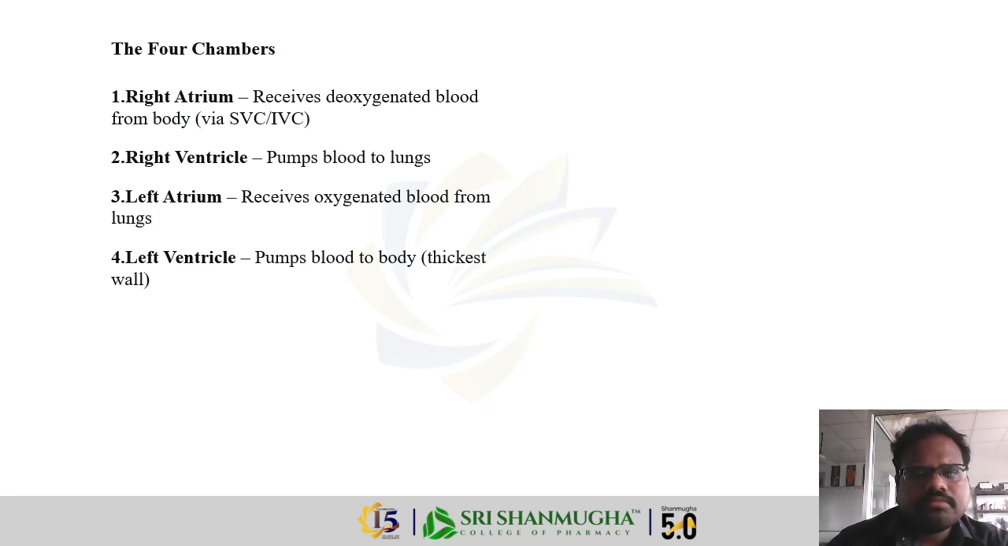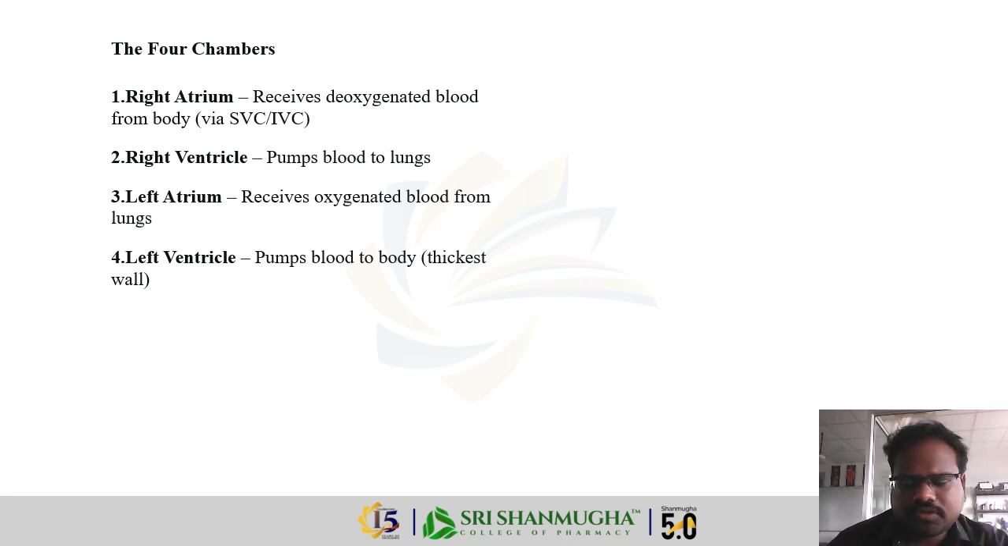What the right atrium does is receive the deoxygenated blood from the body via the superior vena cava and inferior vena cava. Then it goes into the right ventricle, where the right ventricle pumps the deoxygenated blood into the lungs. Then the left atrium receives the oxygenated blood from the lungs. Okay. Then the left ventricle part, it pumps the blood to the body.